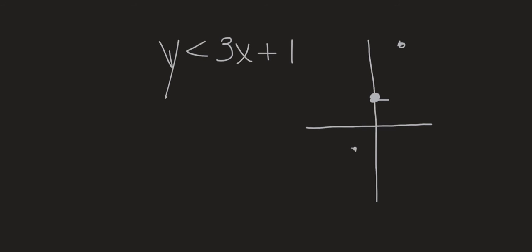3 up and 1 over. So it's going to look something like that as far as the points that it's going to pass through. Now, because it is strictly less than, our line has to be dotted. So we're going to draw a dotted line through these points.